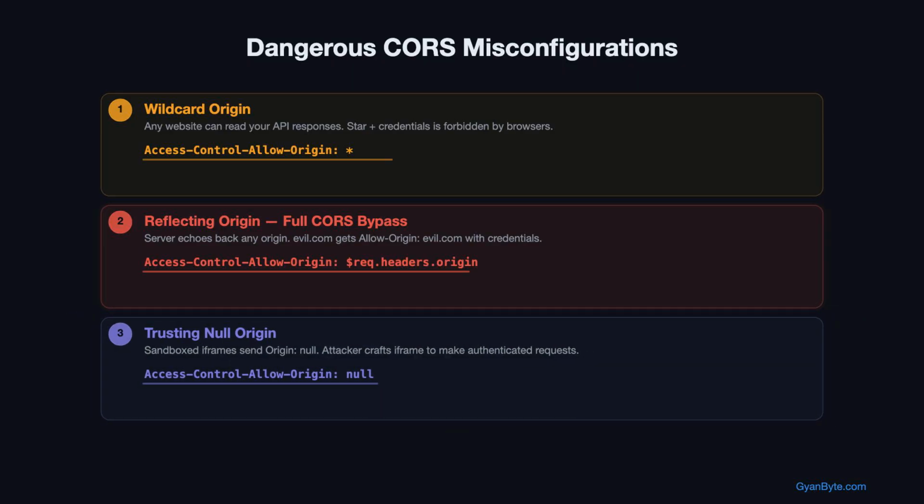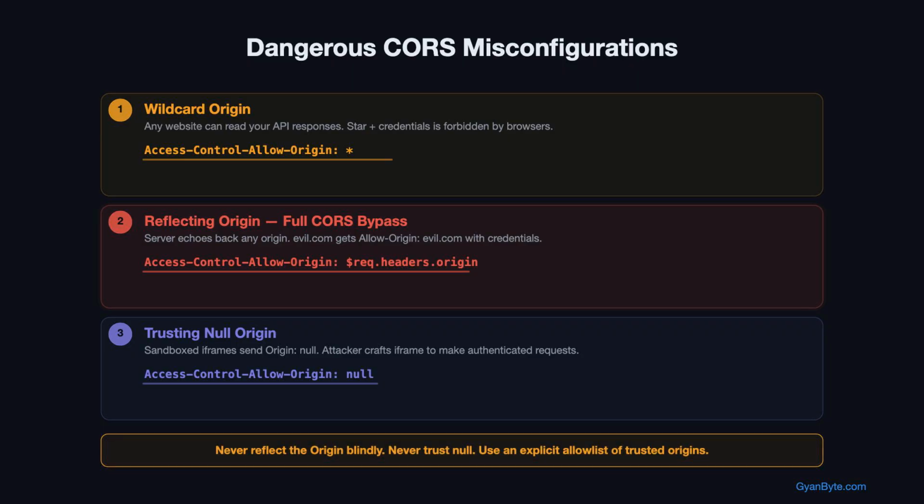Mistake 3. Allowing the null origin. Sandboxed iframes and local file requests send origin null. If your server trusts null, an attacker can craft a sandboxed iframe that makes authenticated requests to your API. Never reflect the origin blindly. Never trust null. Use an explicit allow list of trusted origins.